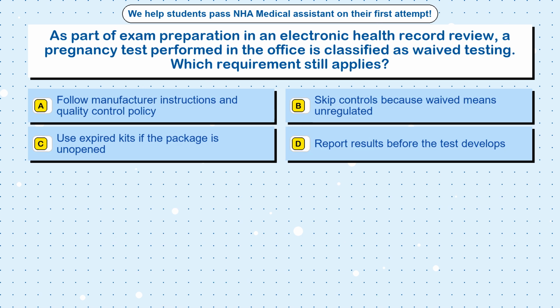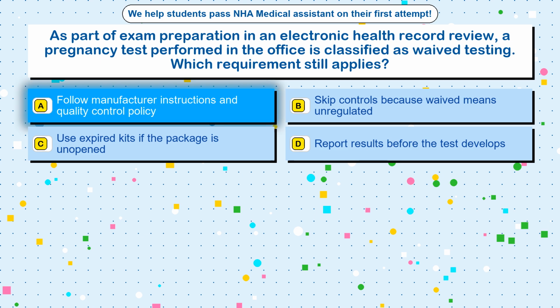Question 82. As part of exam preparation in an electronic health record review, a pregnancy test performed in the office is classified as waived testing. Which requirement still applies? Option A. Follow manufacturer instructions and quality control policy. Option B. Skip controls because waived means unregulated. Option C. Use expired kits if the package is unopened. Option D. Report results before the test develops.